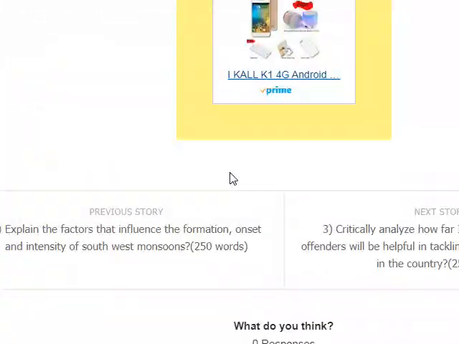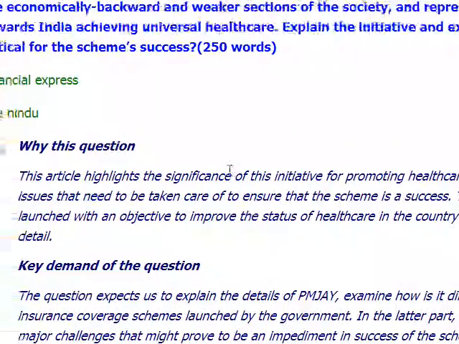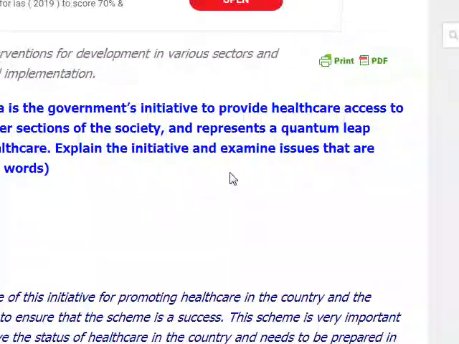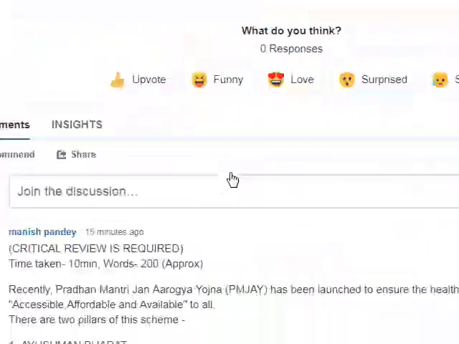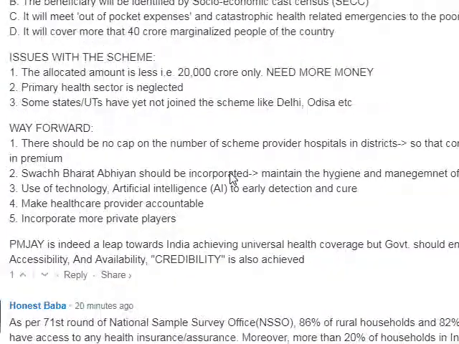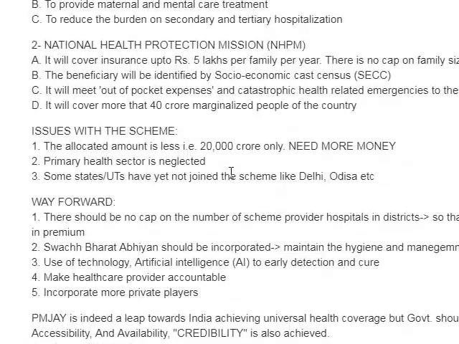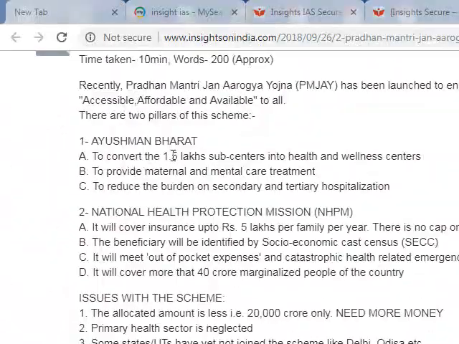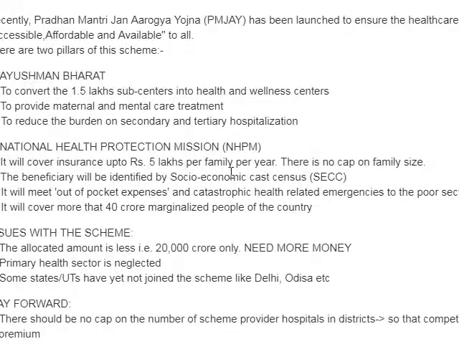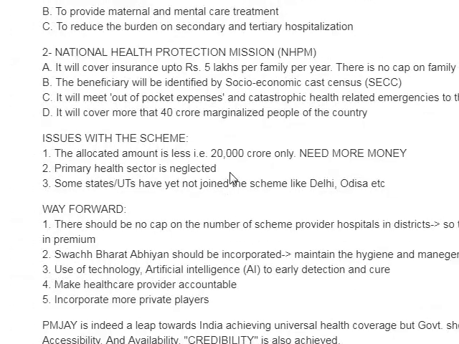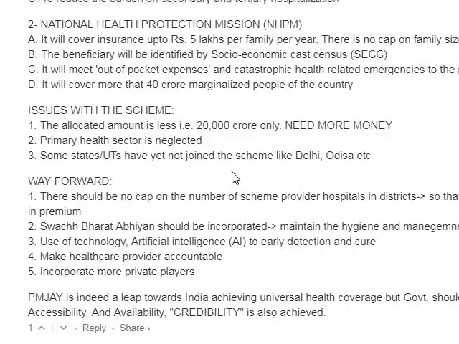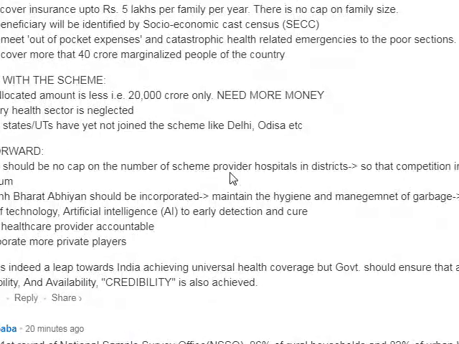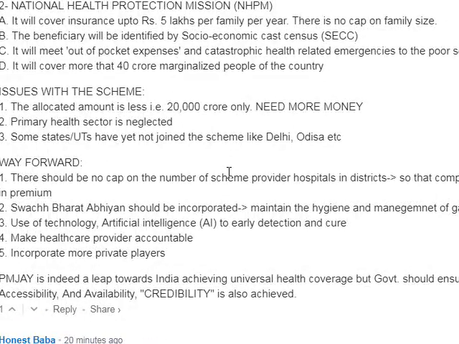But the question mainly wants us to explain the initiative and examine the issues critical for the scheme's success. How can we improve the scheme? Here we can improve schemes like Ayushman Bharat and the National Health Protection Mission by allocating a higher amount of money, and improving the primary health care system and district hospitals.